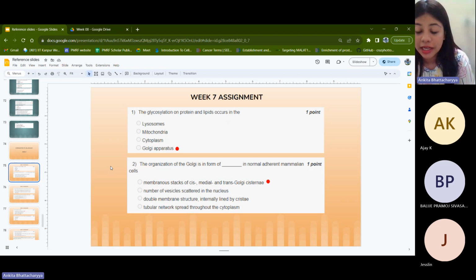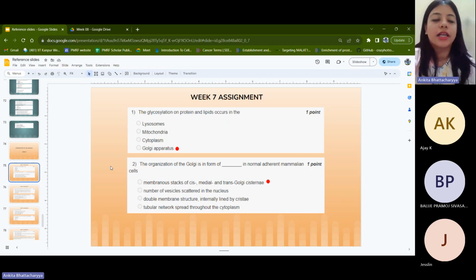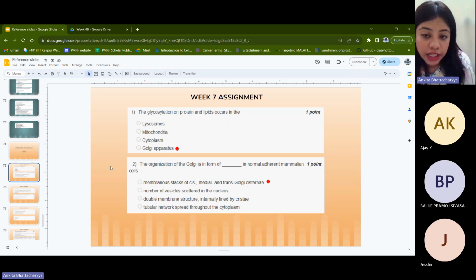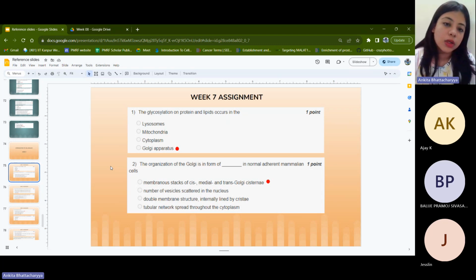And this is the directionality of movement, which I think we had also discussed in the previous class, that there is anterograde movement and there is retrograde movement of some cargo, depending on what its ultimate fate is supposed to be. Therefore, the first option is the correct option. If you look at the other options, a number of vesicles scattered inside the nucleus, certainly it is not true.